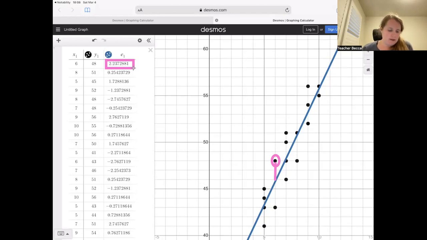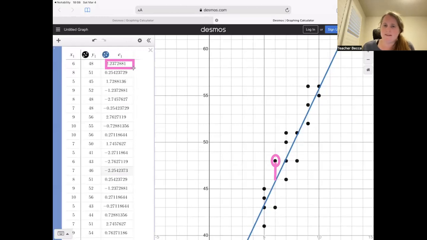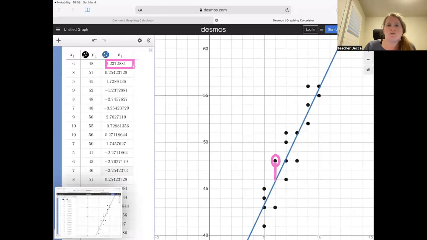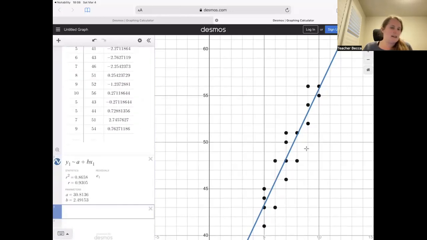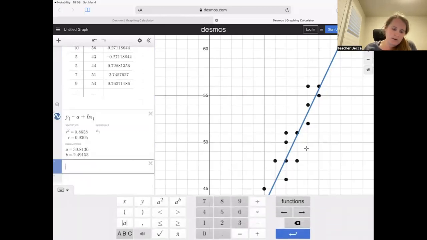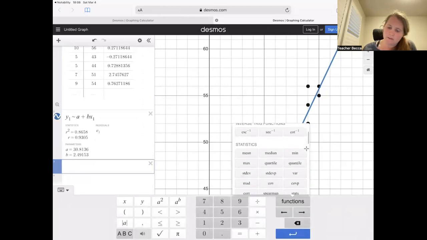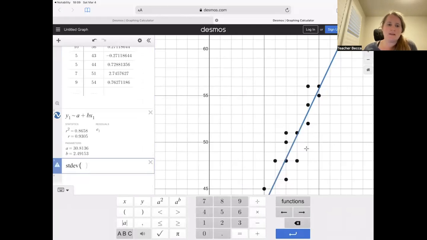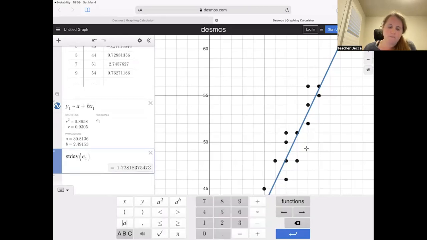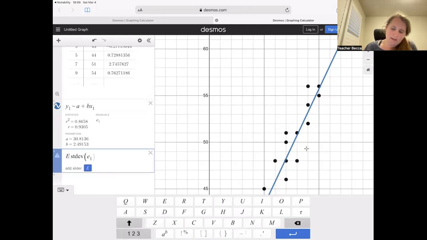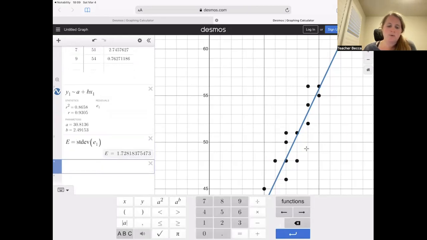I'm going to take a quick screenshot again so I can transfer to the notes. If we wish to calculate the standard error, we can just tell Desmos to calculate the standard deviation of that E1 list. Here is my standard deviation under functions, under the statistics label, and I want to find the standard deviation of the list E1. So this tells me I have a standard deviation of 1.72. I am going to call this capital E equals 1.72.